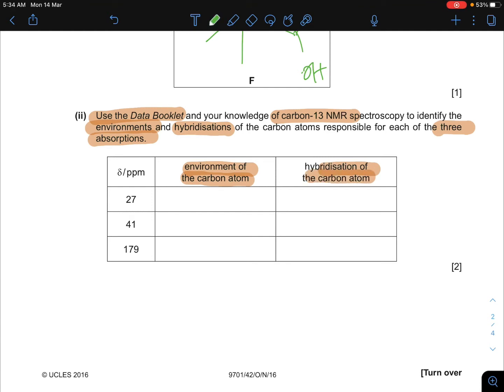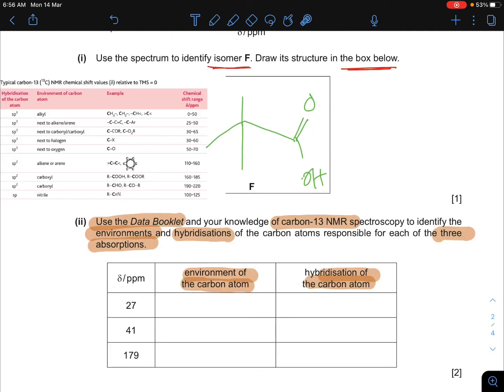Now, from this year, you would get the table in the question, as there is no data booklet from this year. So they'll give you the table of C-13 NMR in the question. Right, but for now, let me just have this here for you. All right, so this is the table for C-13 NMR. This is the structure, and we have to write the environment of the carbon atoms and the hybridizations.